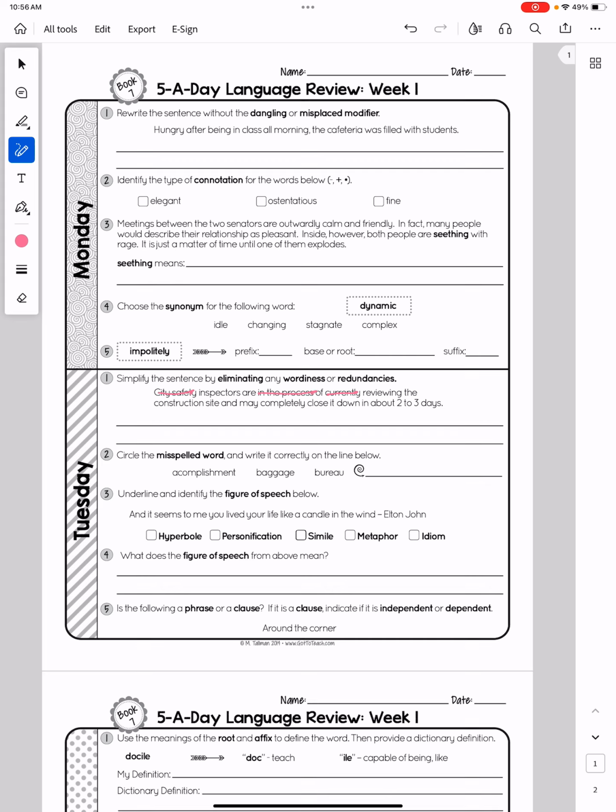Inspectors are reviewing the construction site and may, just forget about completely, just say close it down. Completely is just more information than we really need there, and may close it down in 2 to 3 days. So those are words that you can eliminate.